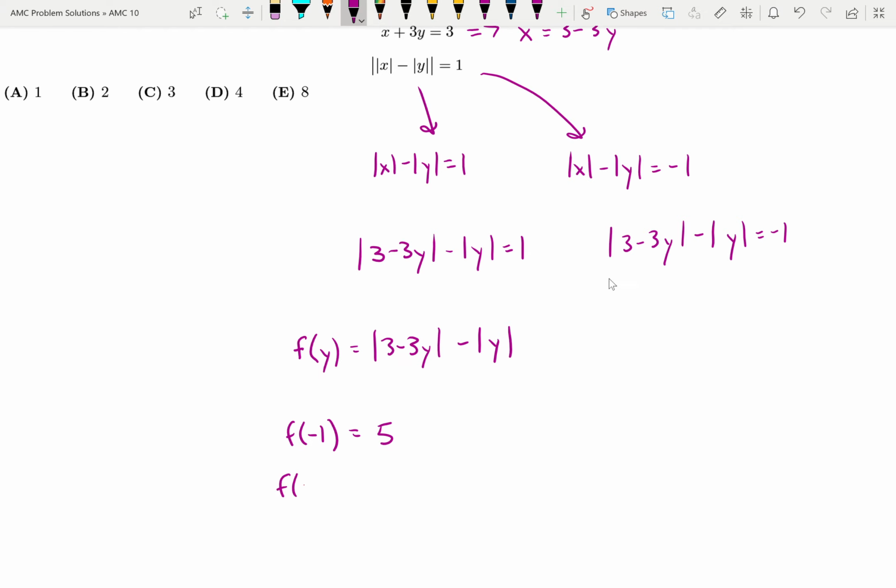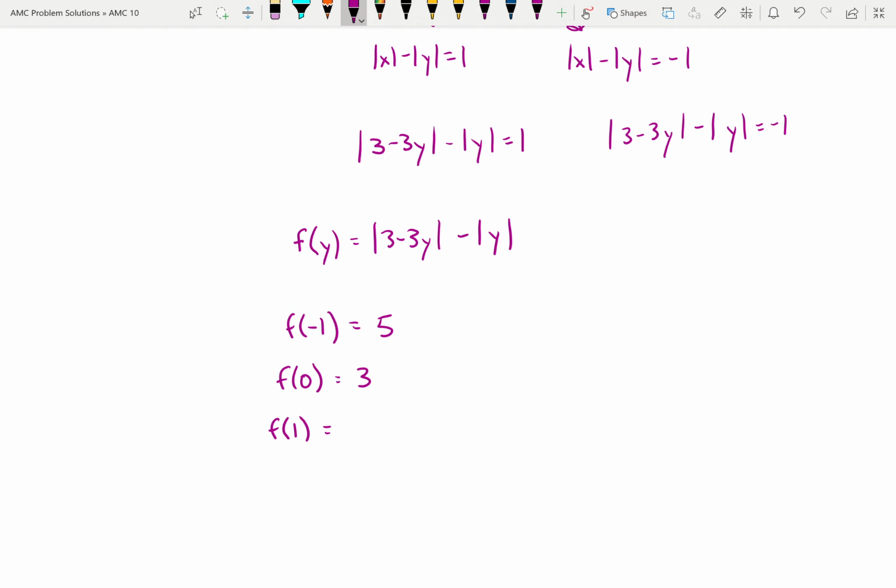Let's try f of 0. When I plug in f of 0 into that equation, I'm going to get absolute value of 3, which is 3, minus absolute value of 0, which is 0, which equals 3. So that's going to be 3. I need to keep decreasing. Let's try f of 1. F of 1, I plug it in, and I get -1, which is what's over here. So that works. That's a solution, y equals 1.